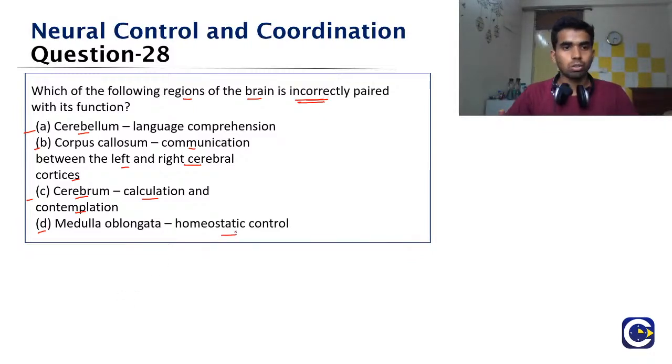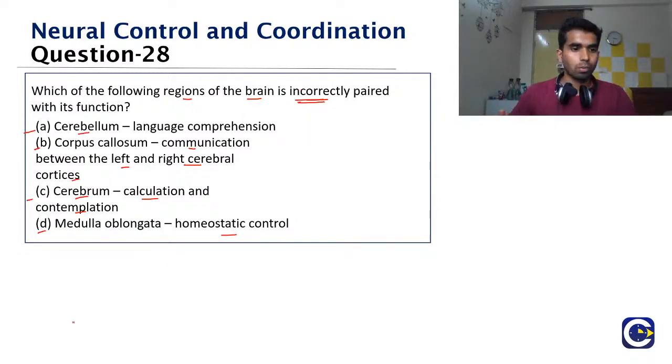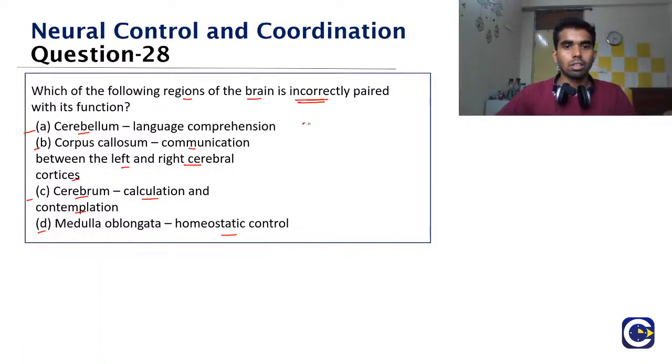So what will be the answer for this question? We have covered various regions of the brain earlier also. I told you the main function of the cerebellum, what was it? It was balancing us. So the main function of the cerebellum is balance.